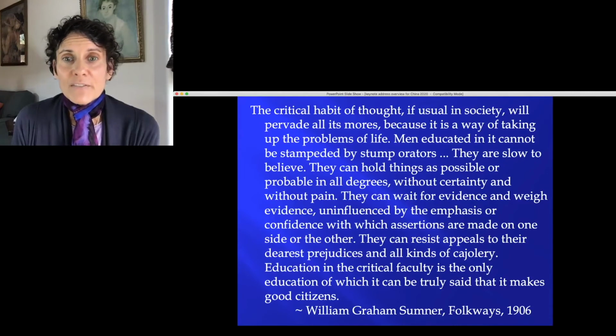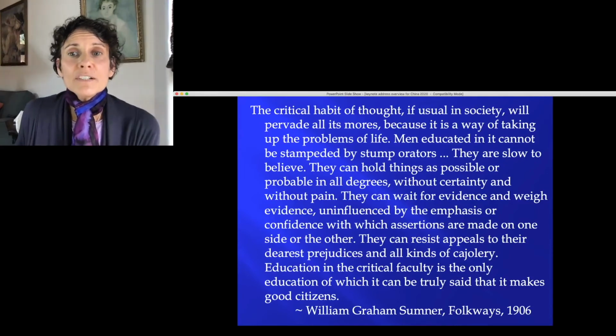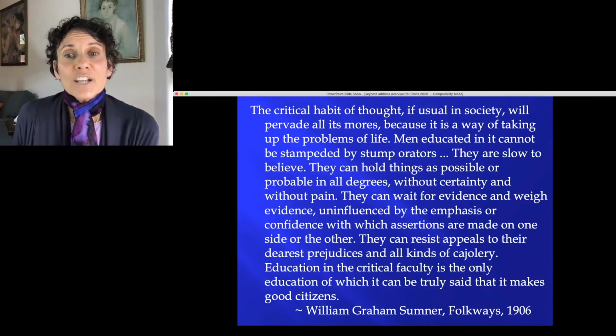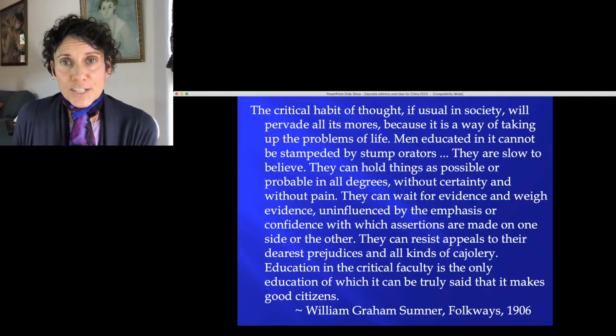They can wait for evidence and weigh evidence, uninfluenced by the emphasis or confidence with which assertions are made on one side or the other. They can resist appeals to their dearest prejudices and all kinds of cajolery. Education in the critical faculty is the only education of which it can be truly said that it makes good citizens.